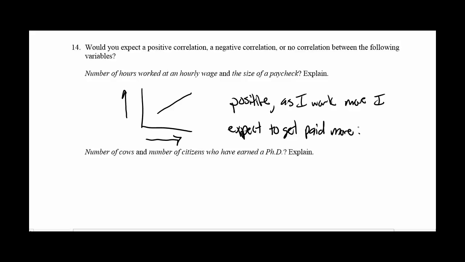All right, second scenario, number of cows and the number of citizens who've earned a PhD. So as the number of cows get bigger, is there any expectation on how many PhDs are out there? I'm going to go ahead and say that no. I'm not sure if it goes up or down. It's a little confusing as far as what the pattern could be. So this would be an example of no correlation.